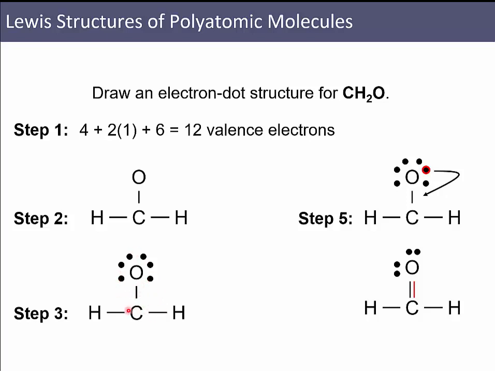So I need to take some of these electrons here, bring them down, and form a double bond. My lone pair of electrons is going to be shared with my electron deficient carbon. Now looking at my carbon, it's got 2, 4, 6, 8. Carbon is happy. I look at my oxygen, it's got 2, 4, 6, 8 electrons. It's happy. And then hydrogen is happy with just its 1 bond.